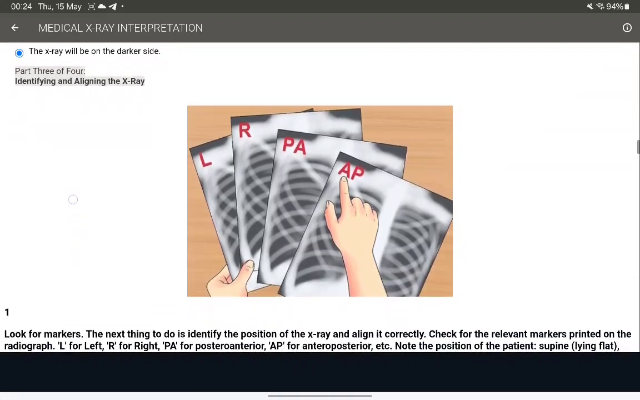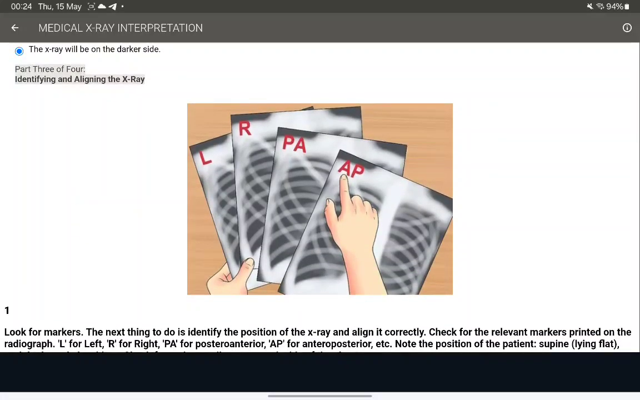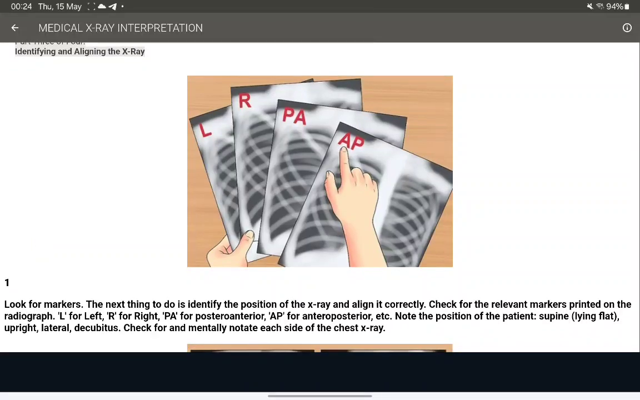Moving to the third part, identifying and aligning the X-ray. Starting by picking up the chest X-ray in the right way, so the clavicles are above and the diaphragm and upper abdominal organs, like the liver or gastric gas bubble, are beneath.